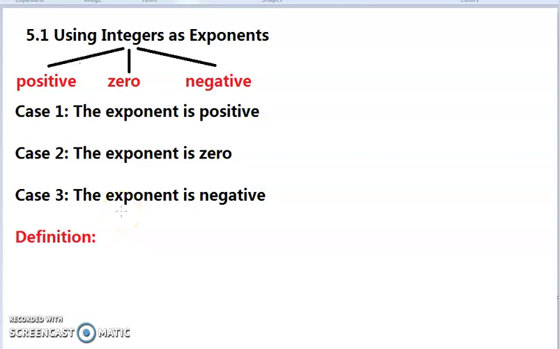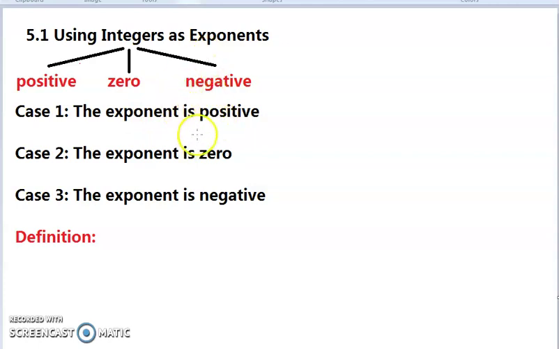In this section, we are going to study integers as exponents. Integers include positive integers like 1, 2, 3, 4, and so on, 0, and negative integers like -1, -2, -3, and so on. So the first case, the exponent is positive.